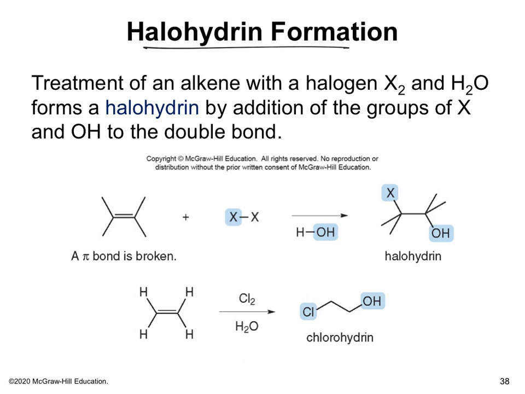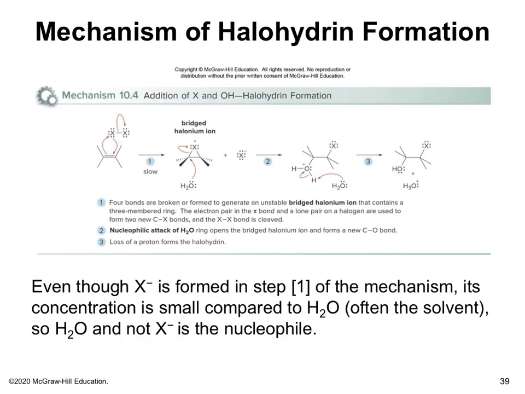Halohydrin, this means you're making the bridged ion, and then the water will do the ring opening. And this is showing you that your halogen makes your halonium ion, which is a three-membered ring, and then the water is going to attack the more substituted carbon to open that halonium ion, and you add an OH, which is the hydrin, and then you also add a halogen across the double bond.